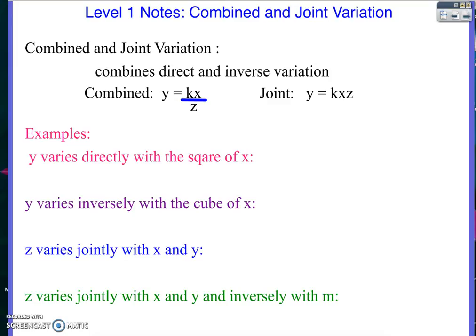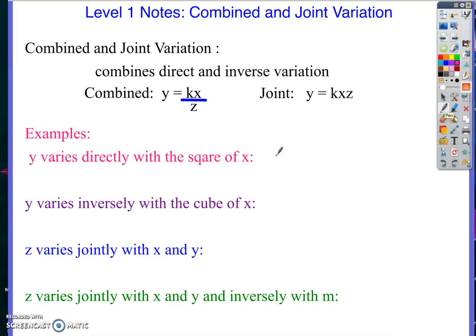Examples of these and how they may be written may be: y varies directly with the square of x. There's a nice little typo. So we know that directly means that we're going to use, let me get my pen, y equals kx. But if you notice, it's not just kx, we have the square of x. So because we have that vocabulary word in there, that means it's actually going to be y equals kx squared.